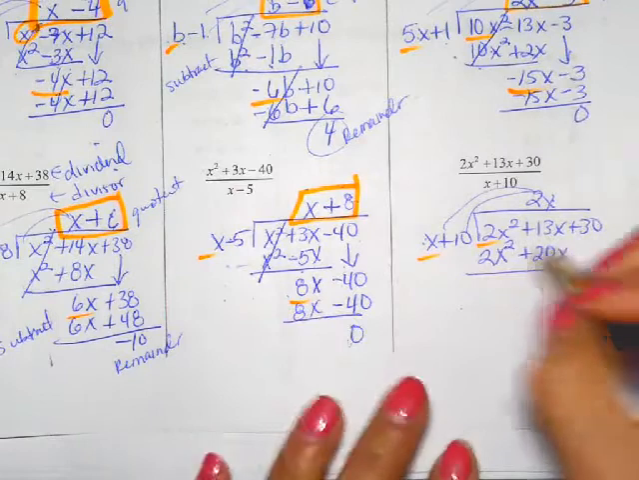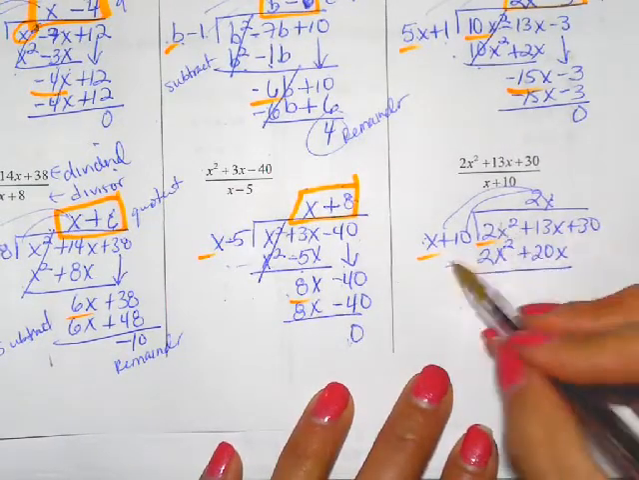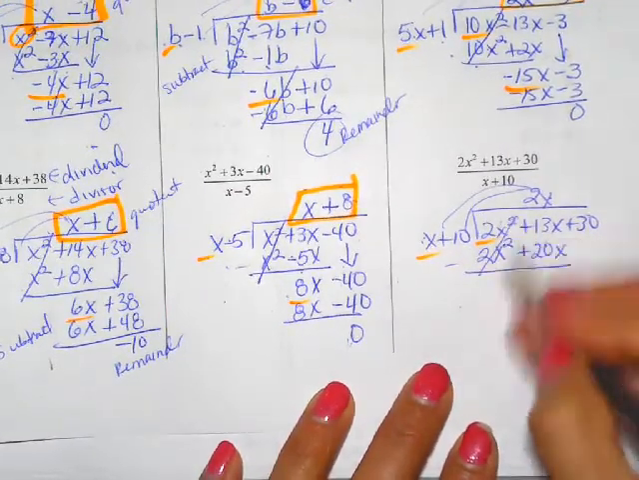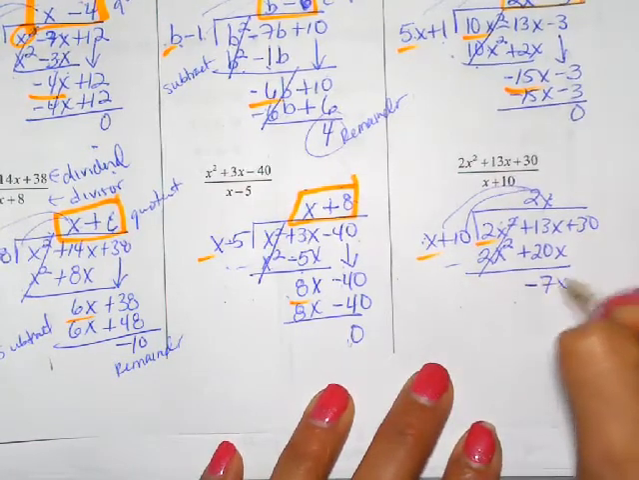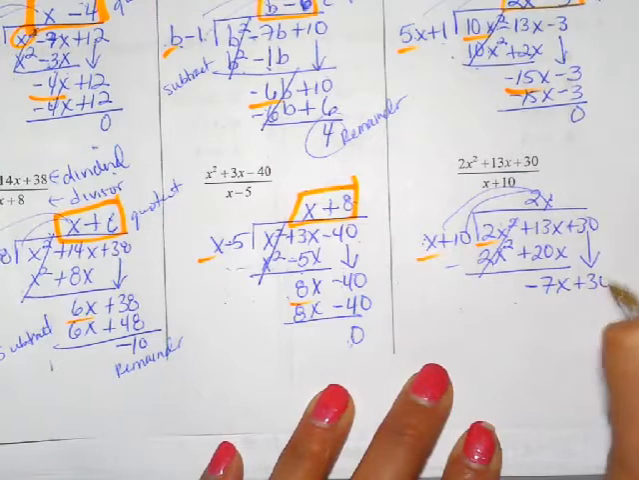Then we subtract or take the difference. 2 minus 2 is 0. X minus x is 0. 13 minus 20, negative 7x. Bring down the positive 30.